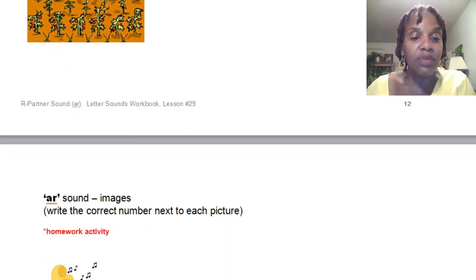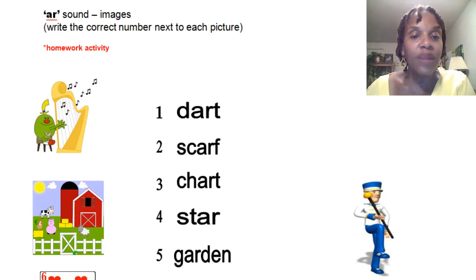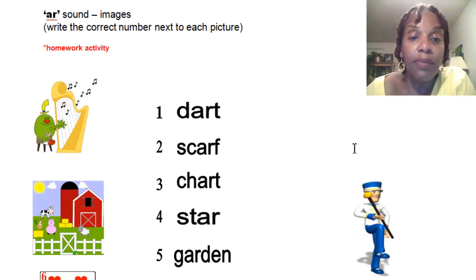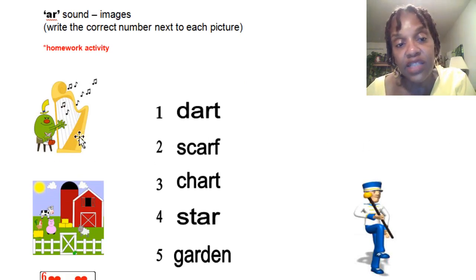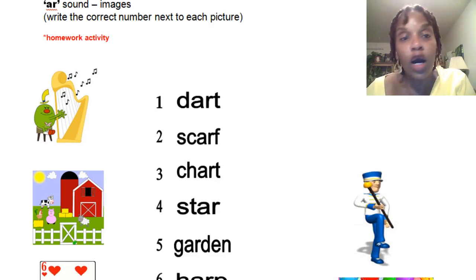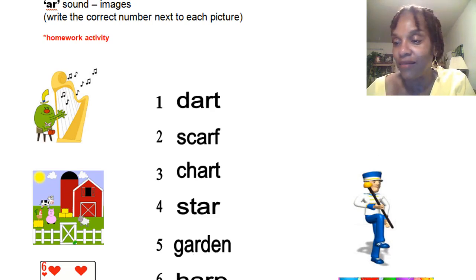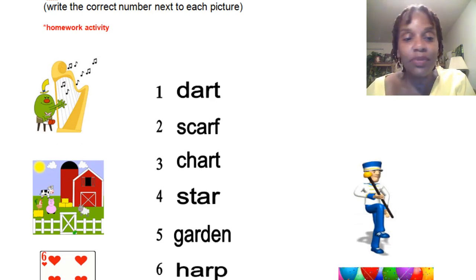Moving right along, more homework. And in this particular exercise, you're going to write the correct number next to the right picture. So number 1, you're gonna look at the picture. See this little green guy? He's playing this instrument, and this instrument is called a harp. A harp. And I see here that number 6 is the harp. So I write a little number 6 right there. Okay? Pretty simple, right?